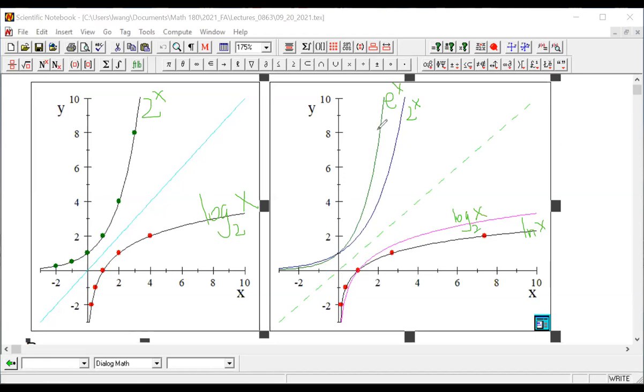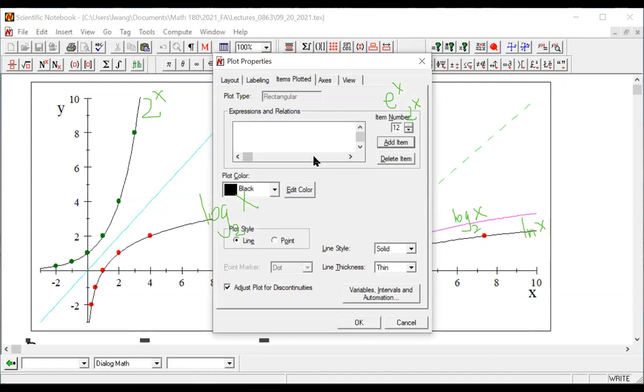If I graph 3 to the power x in the same picture, log base 3x, okay? We know the shape is going to be similar, but relatively, it should get narrower. So let's graph 3 to the power x. I'm going to use red.